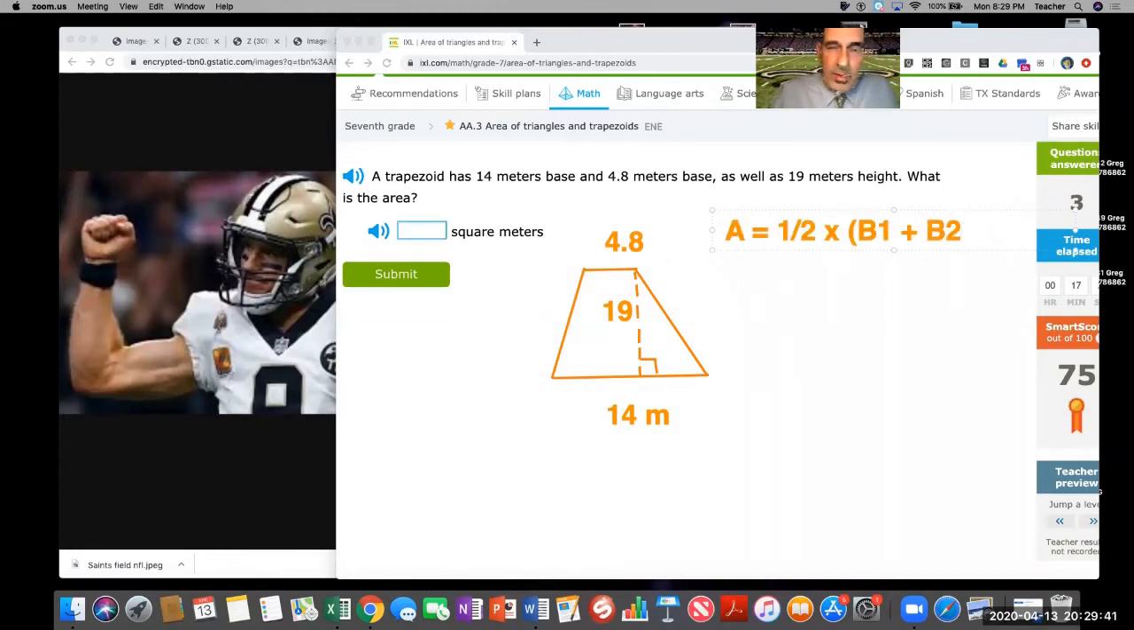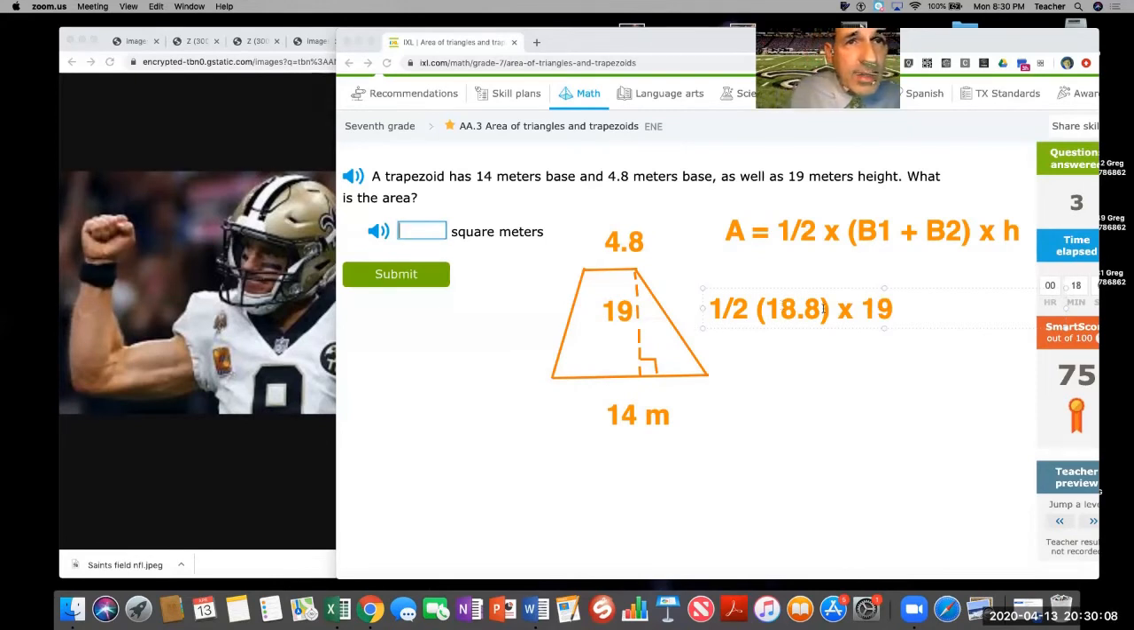1/2 of base 1 plus base 2 times height. Okay? All right, so I'm going to scoot that over and do one more text box. So base 1 and base 2 added together is going to be 18.8. So 1/2 times 18.8 times the height of 19. Okay?